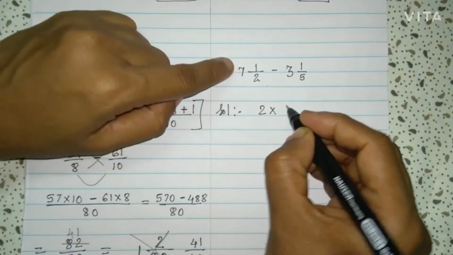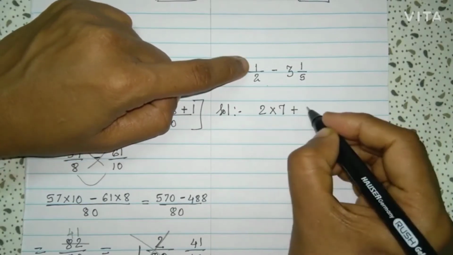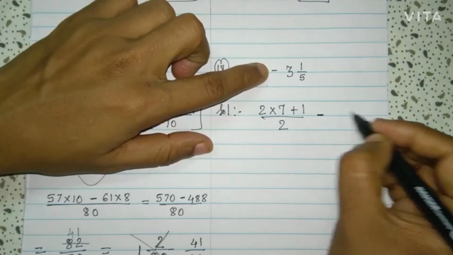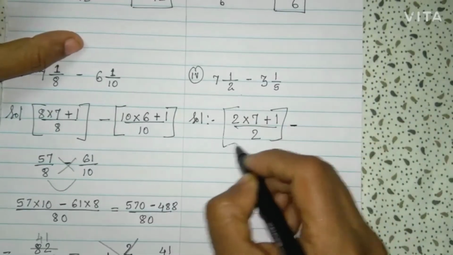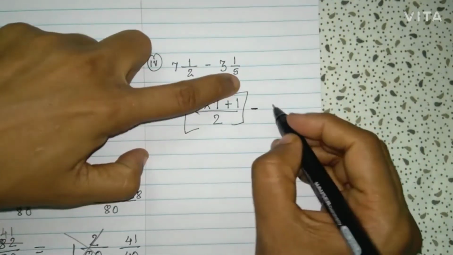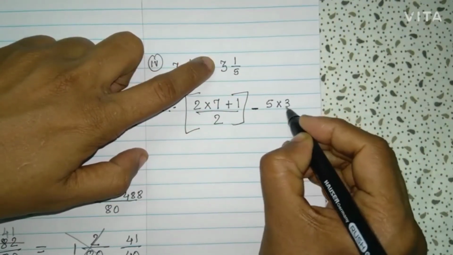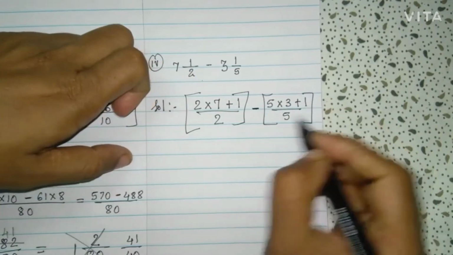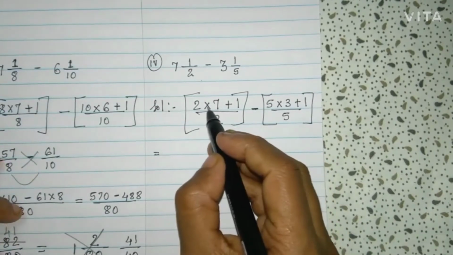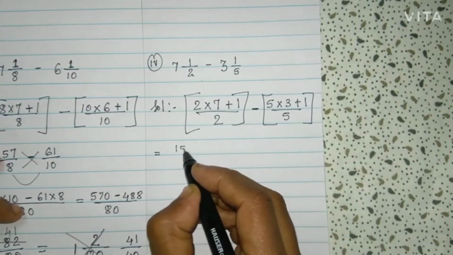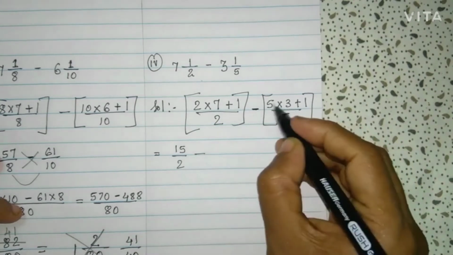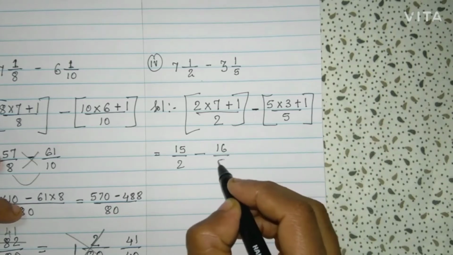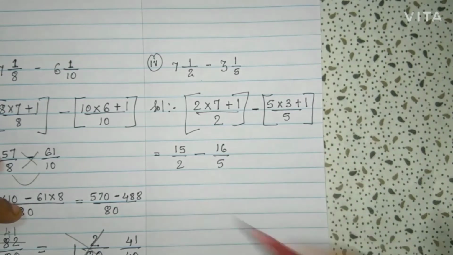Denominator 2 will multiply by this middle term, then will get add by this 1, then back to denominator, then subtraction, and 5 multiply by 3, add 1, denominator 5. 7 2s are 14, 14 plus 1, 15 upon 2. 5 3s are 15 plus 1, 16 upon 5. Again, denominator is not equal.